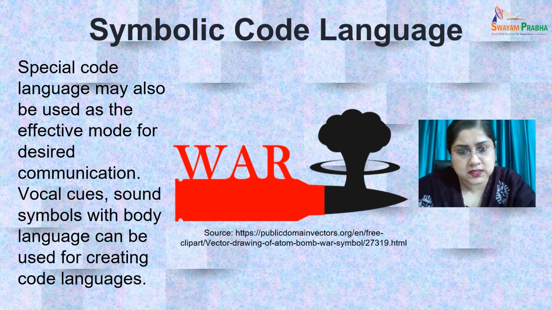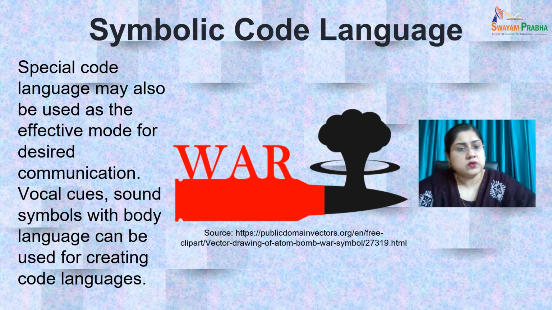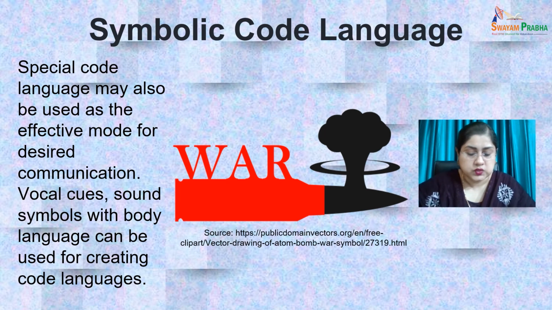You must have seen that news telecast, which is for the mute and deaf people. So one can also mix the vocal cues and sound symbols with the body language for having a code language. So there is a particular code which can be prepared to showcase a particular word. So we are making certain movements by our hands, like in case of sign language. If we are trying to say a word, there is a particular sign for it.